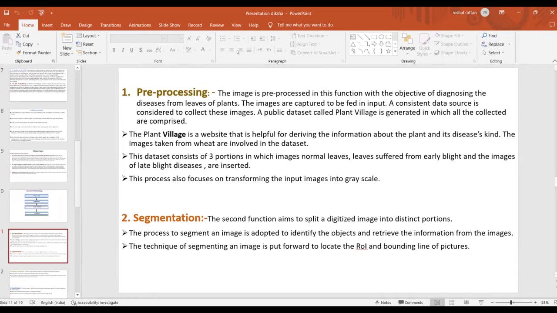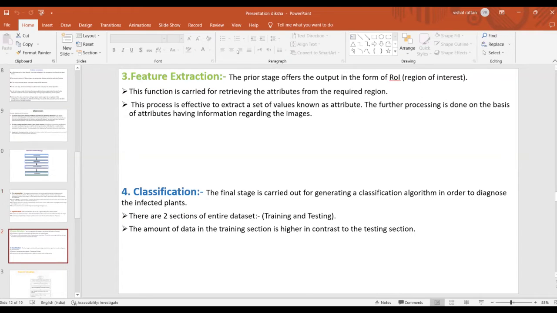Then the second one is segmentation, the process of segmenting an image, which is adopted to identify the objects and retrieve the information from the images. This segmentation technique is put forward to locate the ROI and the bounding line of pictures. Then we have feature extraction. In this, a function is carried out for retrieving the attributes from the required region.